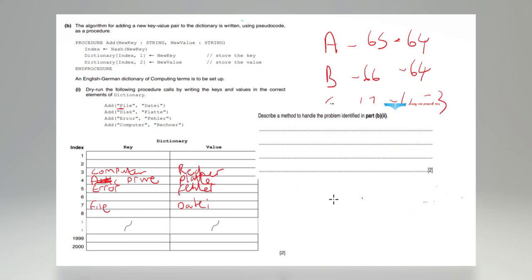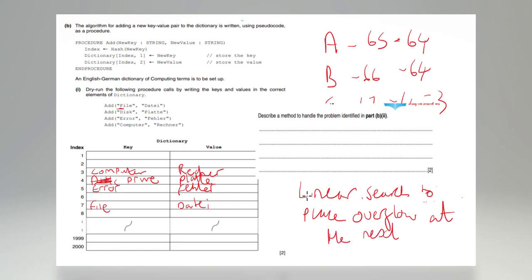So how would you handle this collision? What would you do? Okay, pause the video, give it a go. So I'm hoping you would have mentioned that you would do some sort of linear search to place, and we're going to call this an overflow, at the next available address. So if we are here, instead of putting it into 4, it'll go to 5. 5's full. Let's go to 6. Yeah, let's put it in there.